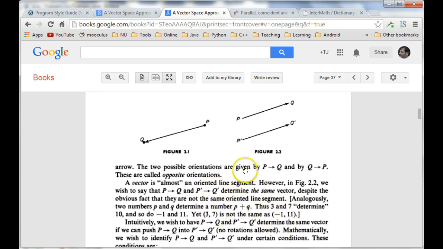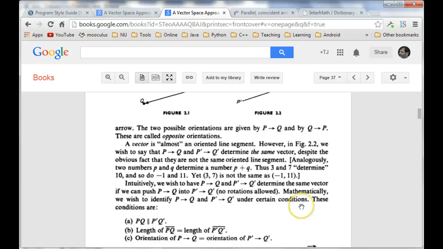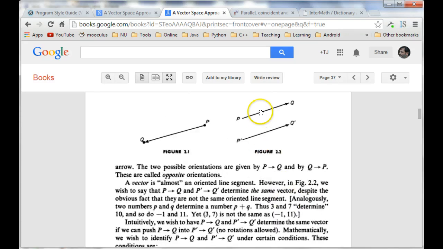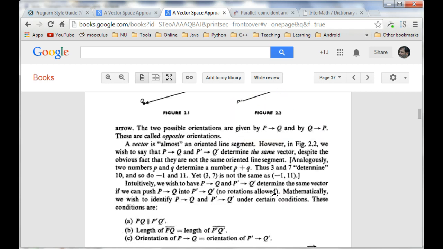It's the same idea that you could have two directed line segments that have the same length and the same direction, even though they start in different and end in different points in space. They're considered the same vector. Okay. So the idea is, if you could just slide P and put it right on top of Q without rotating it or anything, and they perfectly aligned, then they're the same vector.